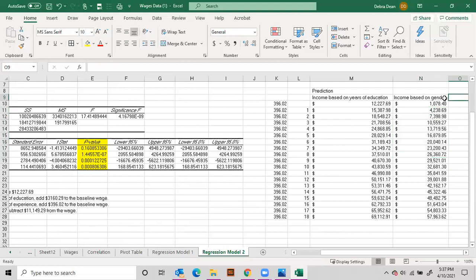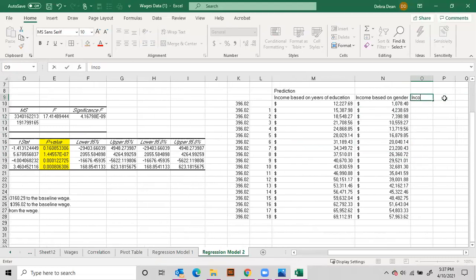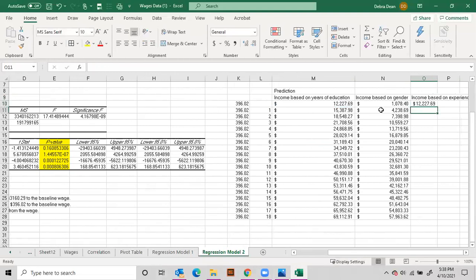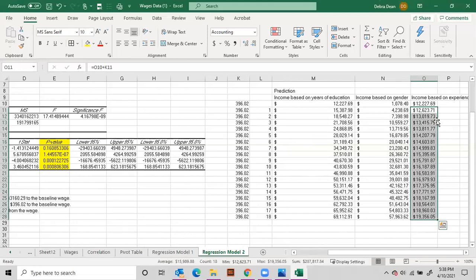Now with experience, we're going to do this a little bit different. So income based on experience, what we'll do is just take our constant number, which is the 12,279. And for each year, we're going to add that plus our 396.02. And so each year we just take the previous year's number and add a little bit more for their experience. And we'll carry that down.